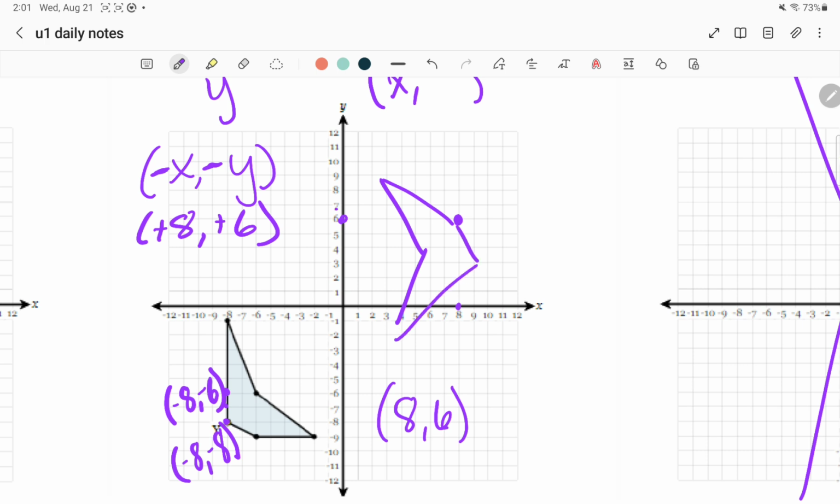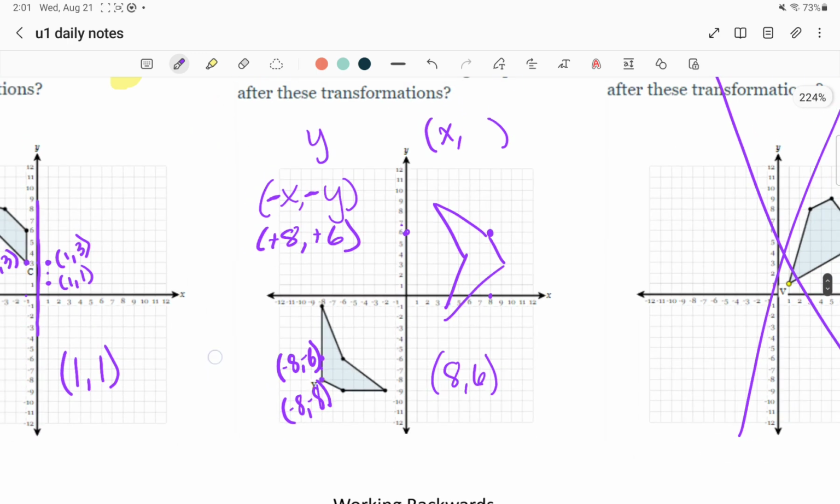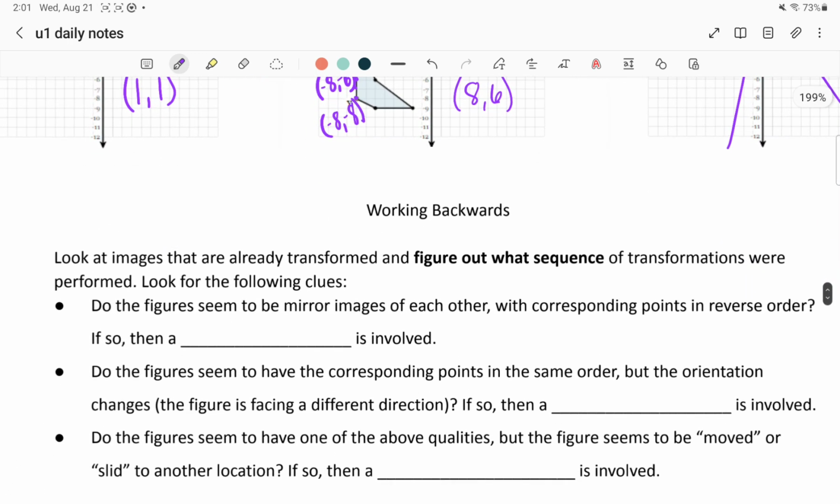Okay, so it would have rotated like that, if you want to put a whole visual to it. Okay, let's come down here. Let's do the next part.